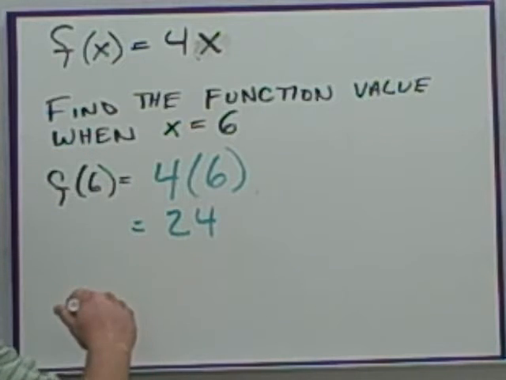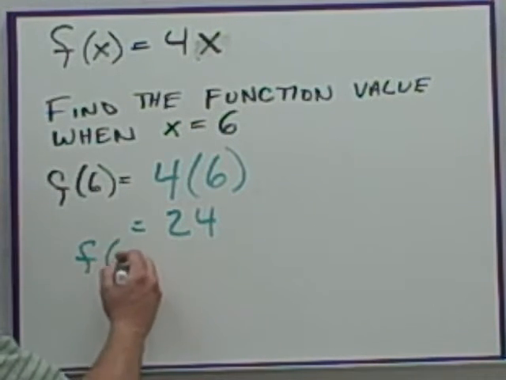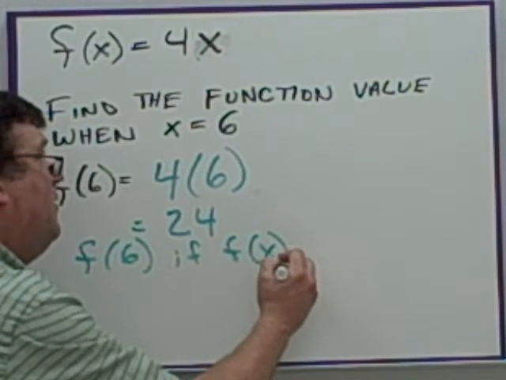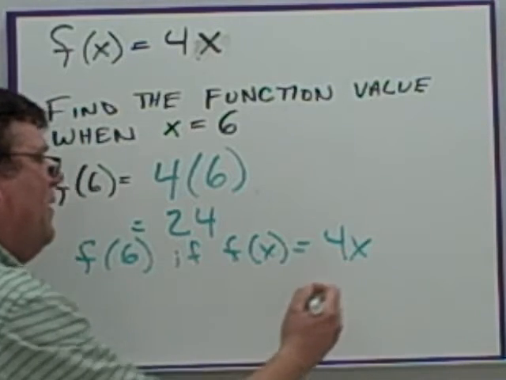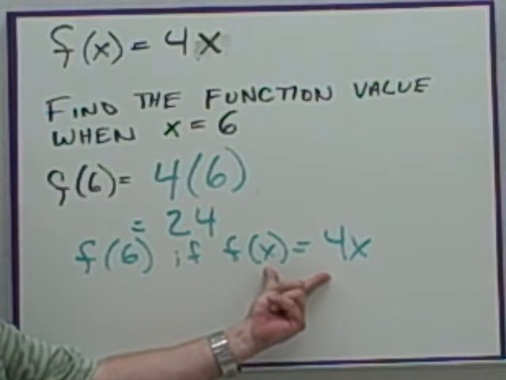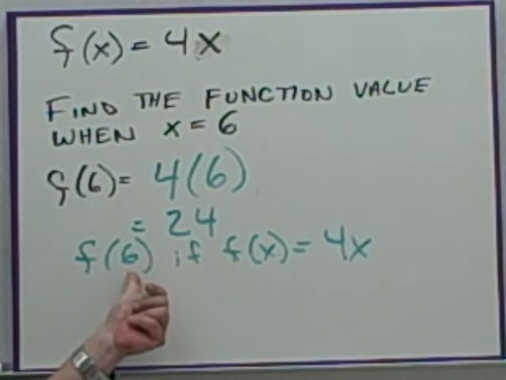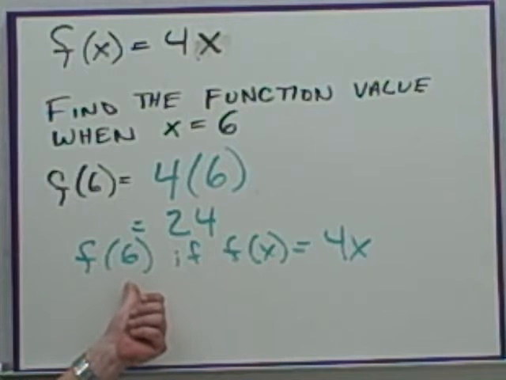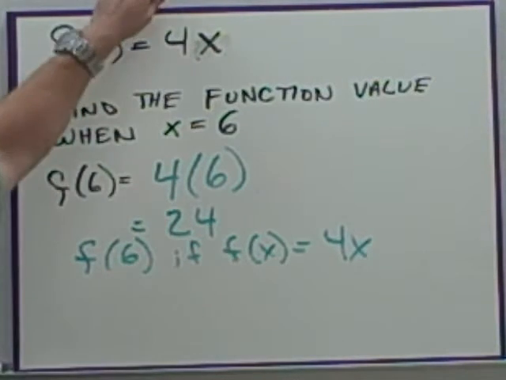Now, I could have written this problem without having to write that whole sentence. I could have asked for f of 6 if f of x is equal to 4x. This phrasing is asking the same thing. What's the value of this function when the variable is 6? Which variable is that? That would be the independent variable, the x value.